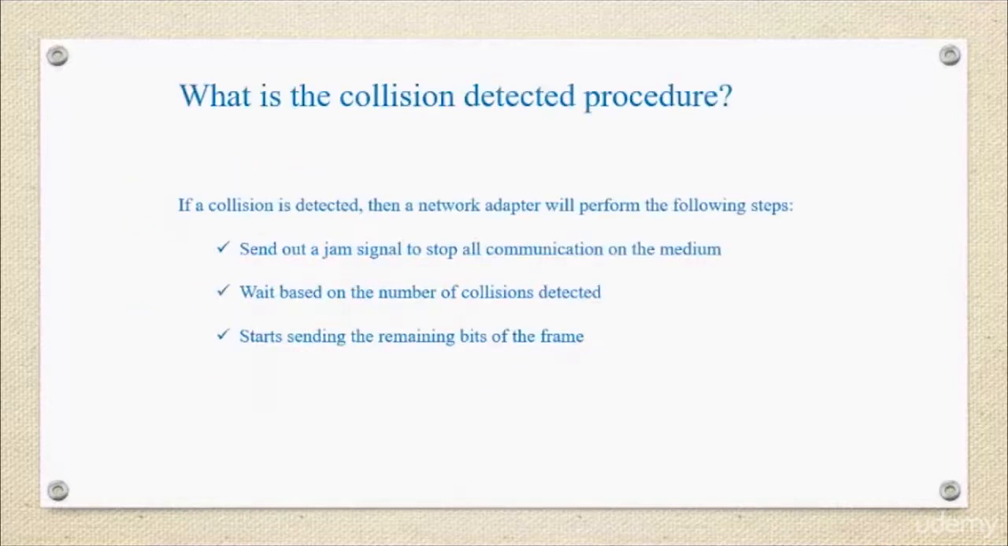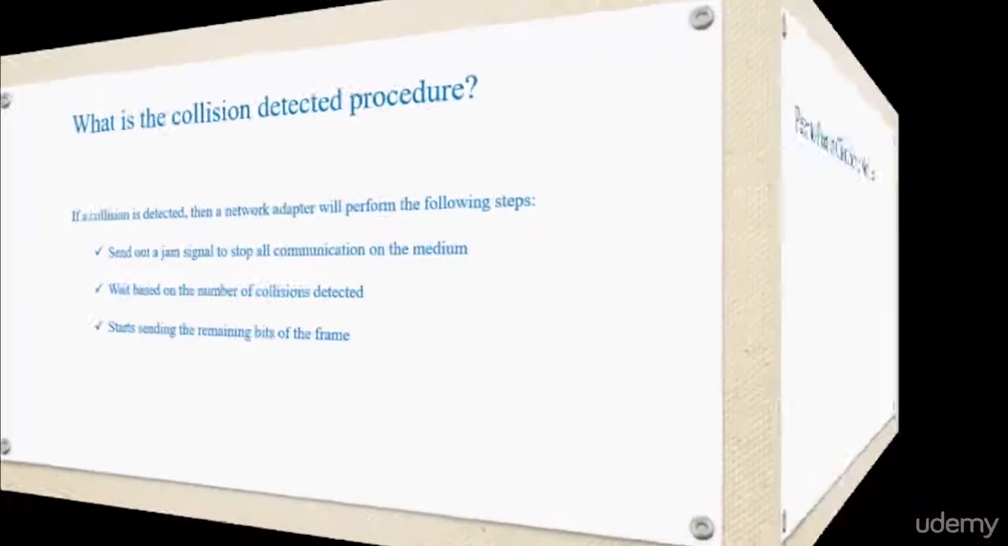Now, what is this collision detection procedure? If a collision is detected, the network adapter will perform the following steps. I want you to write these down. First, it sends out a jam signal to stop all communication on the medium, through the network. Then it waits based on the number of collisions detected. And then after that, it starts sending the remaining bits of the frame. So that's a three-step process: it sends out a jam signal, it waits based on the number of collisions detected, and then it starts sending the remaining bits of the frame.